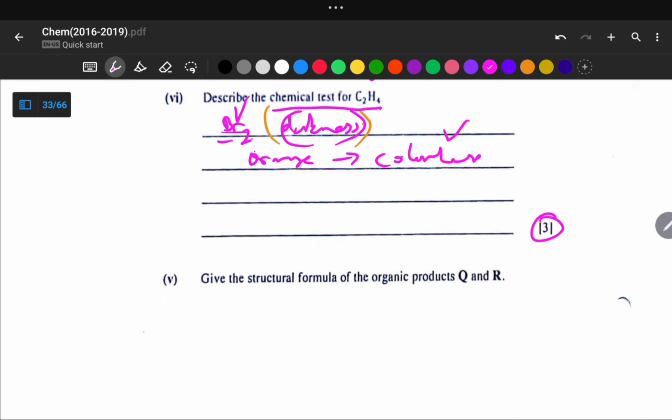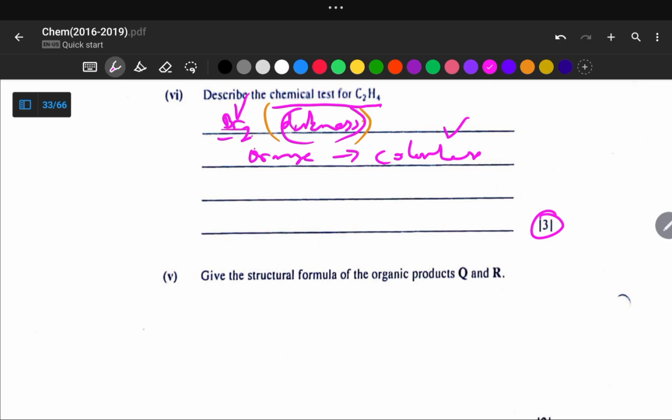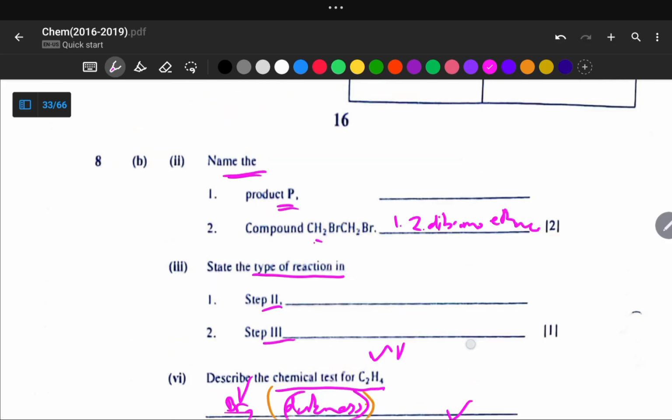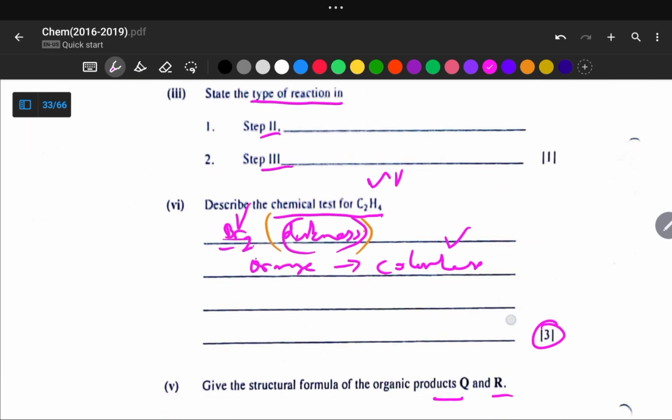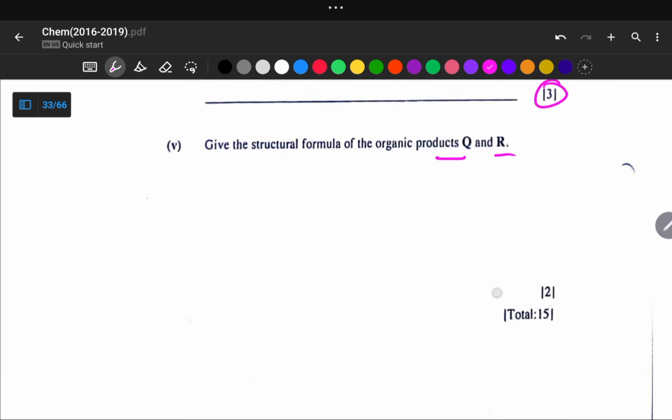And then give the structural formula of the organic products Q and R. So we want Q and R. Where is our Q? So here is our R, and then our Q here. So Q is hydrogenation, right? So we're going to have the hydrogenation product here, right? We are done, right? So organic chemistry is very, very easy, right?